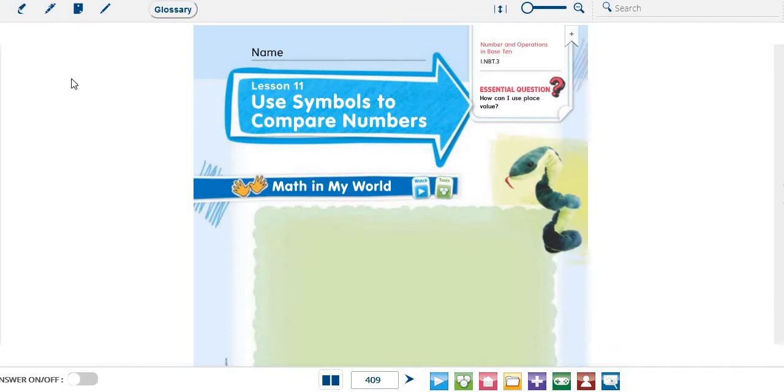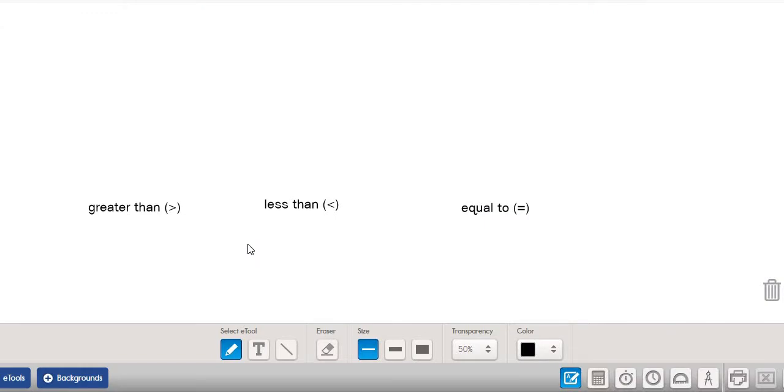Our lesson today is use symbols to compare numbers. In the last lesson, you have learned about comparing numbers, and you know now how to compare numbers, which is greater than, less than, or equal to other number. Today, we are going to learn how to use symbols to compare numbers. We can compare numbers using these words: greater than, less than, and equal to. But instead of these words, we can use symbols.